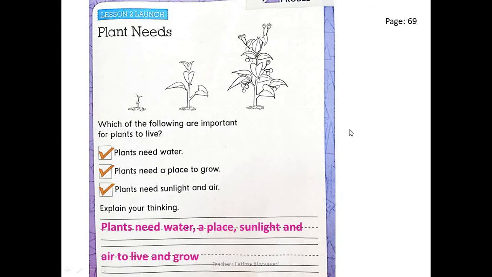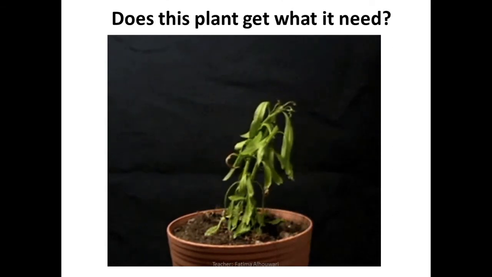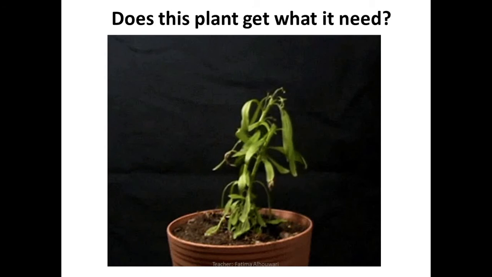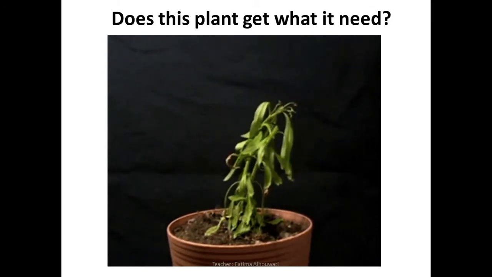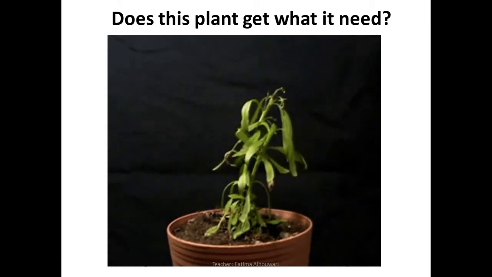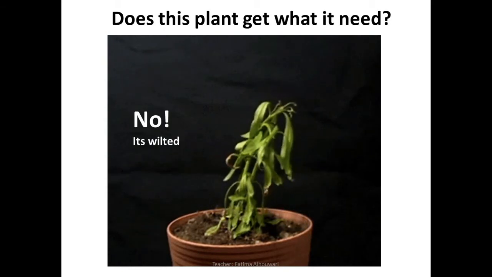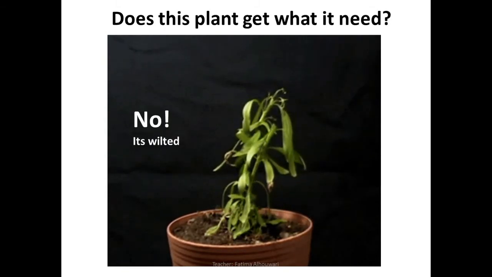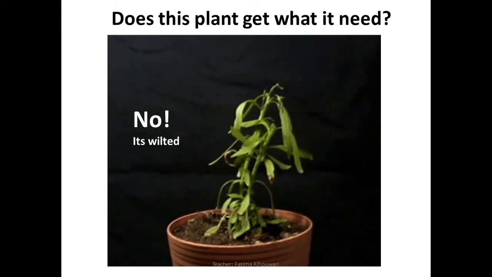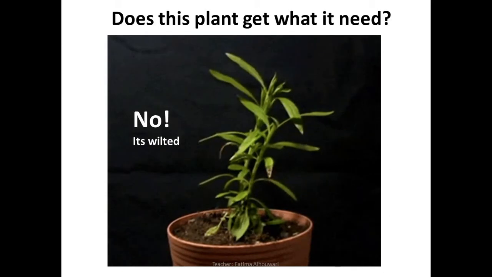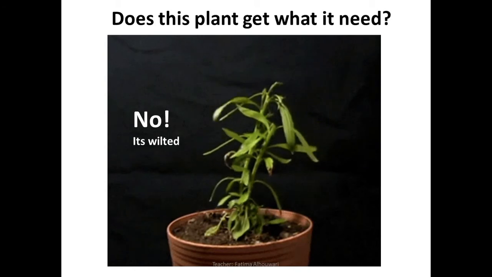Let's see the next page. What do you think, grade 1? Does this plant get what it needs? Is it growing up healthy or wilted? This plant is wilted, so it might not have gotten enough water. Sadly. Let's see the next page, grade 1.